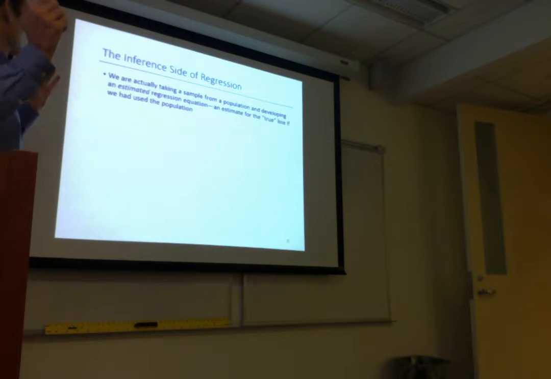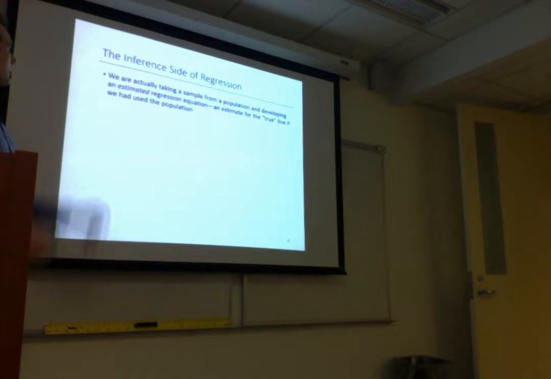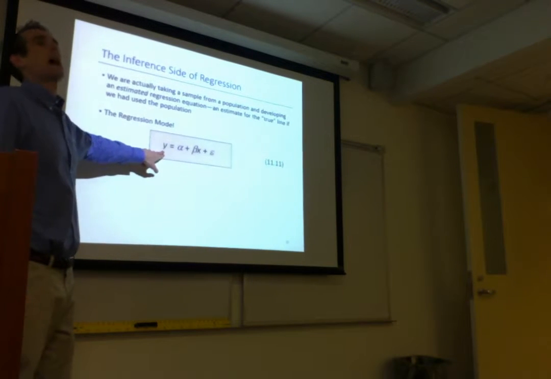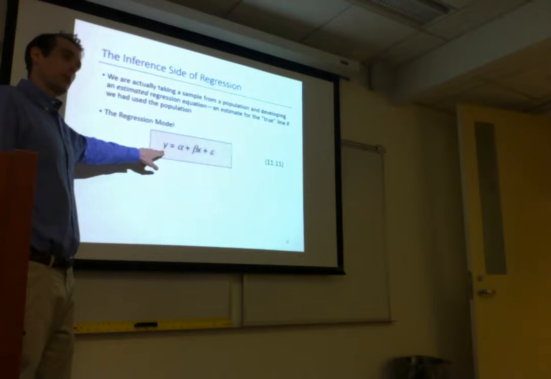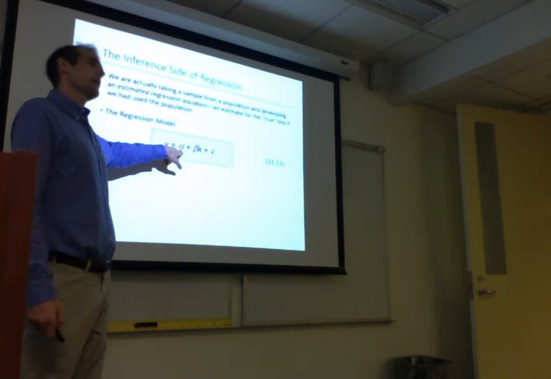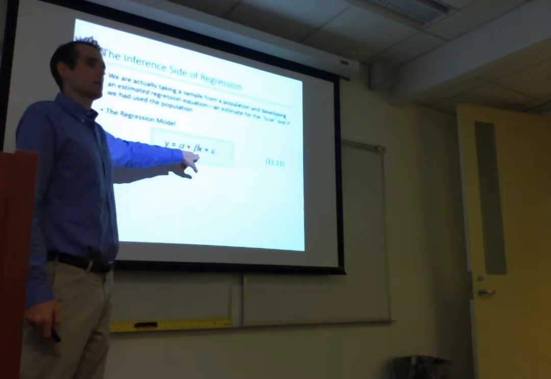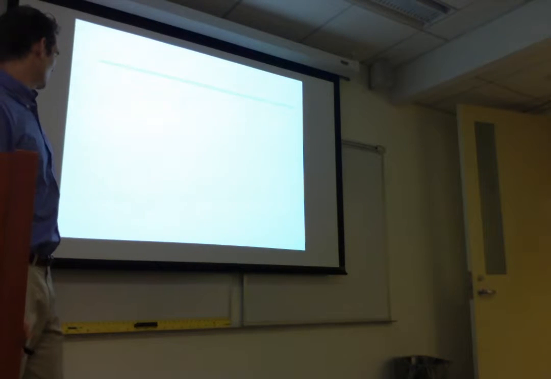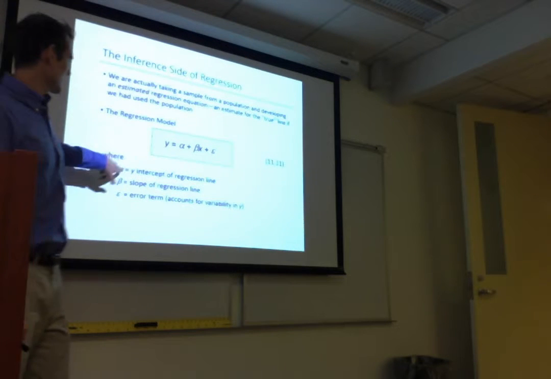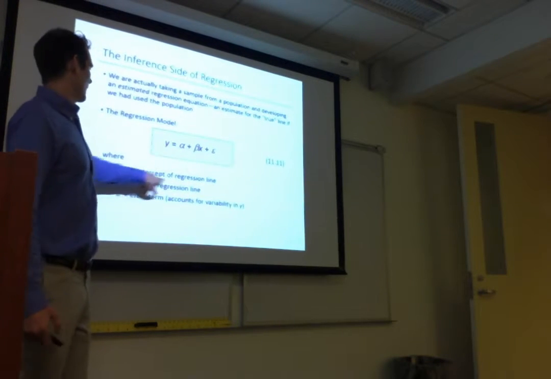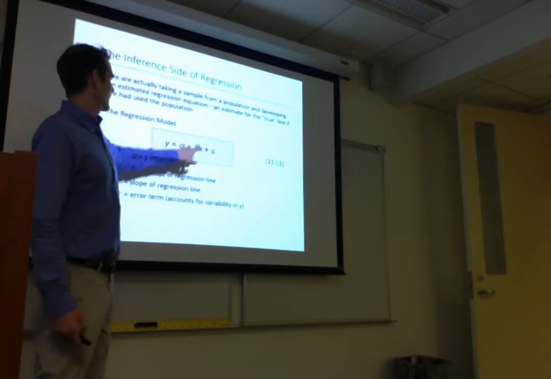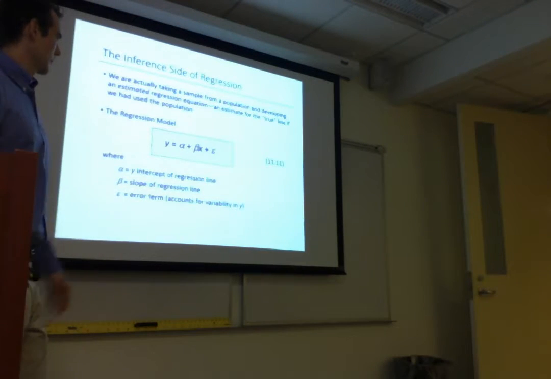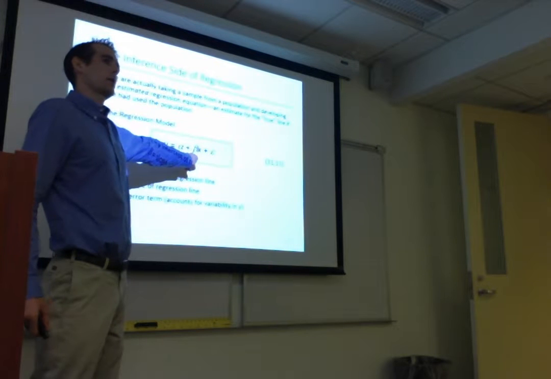All right, so we're actually taking a sample and developing an estimated regression equation, an estimate for the true line if we use the population. The regression model, y, which is the actual dependent variable, say money spent online, is going to be the population y-intercept, plus the slope times x, and there's going to be a certain amount of error in this term. This little alpha sign is the y-intercept of the regression line for the whole population, and this big cursive B is the slope of the regression line for the whole population. We'll talk about the error term in a minute. But I just want you to understand we've switched terms to talk about the whole population.